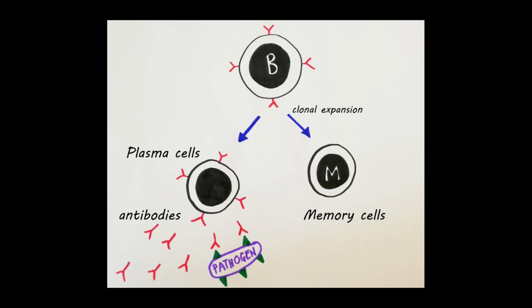Memory cells remain in the body for a long time. If the same pathogen enters again, the body will be able to produce the right antibodies much more quickly, destroying the pathogen before we even feel ill. Once we're able to do this, we say that we are immune to this pathogen.